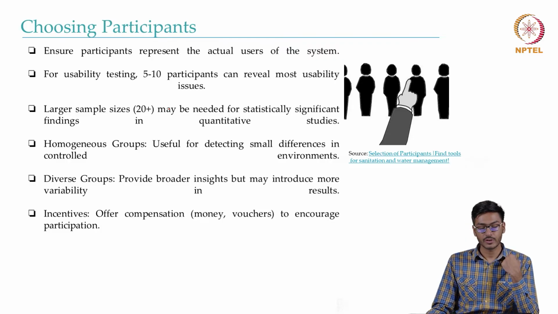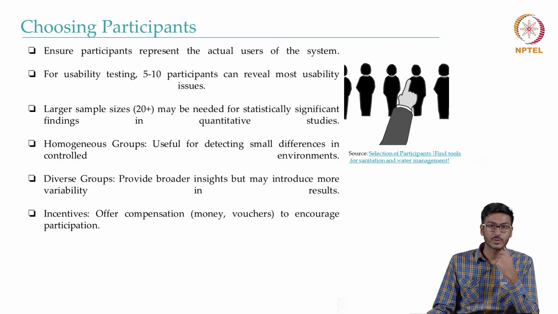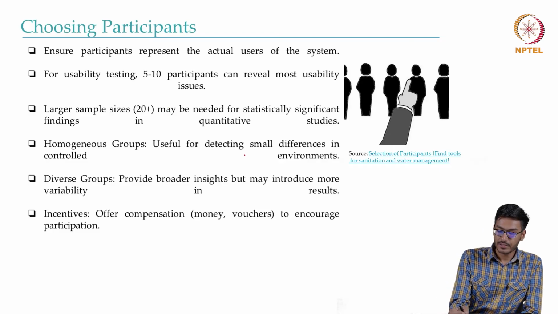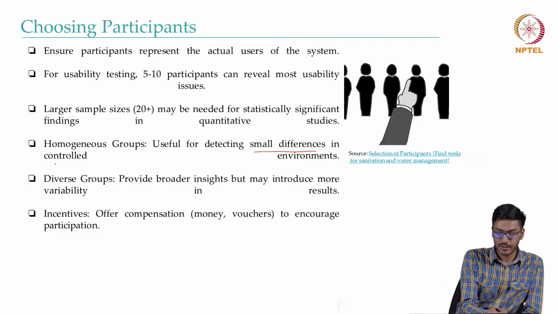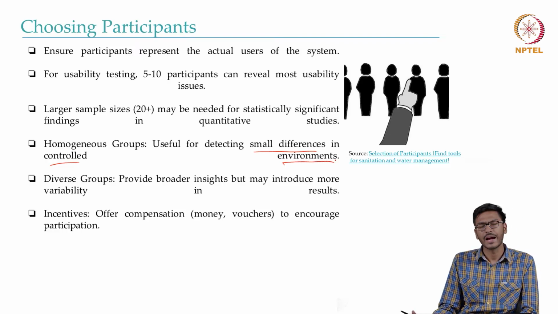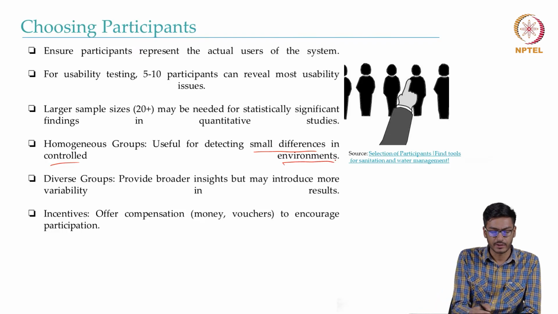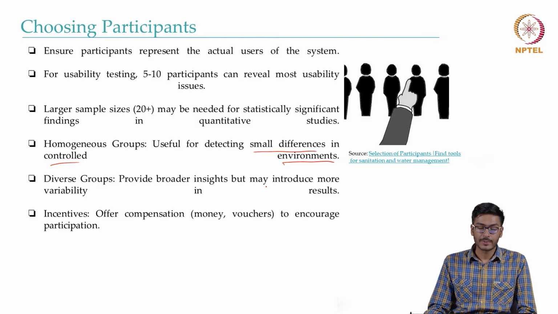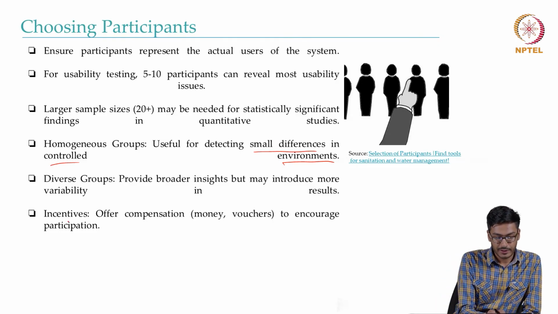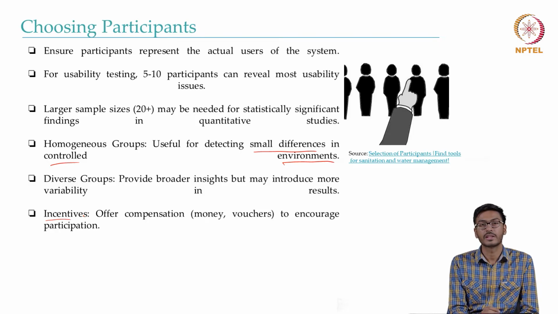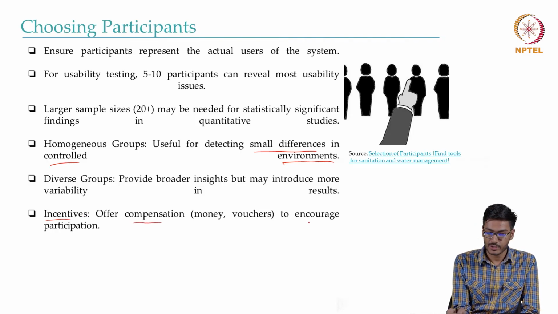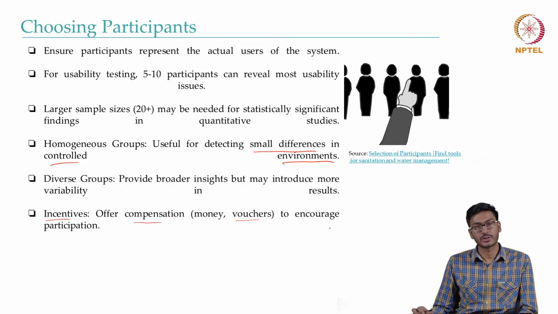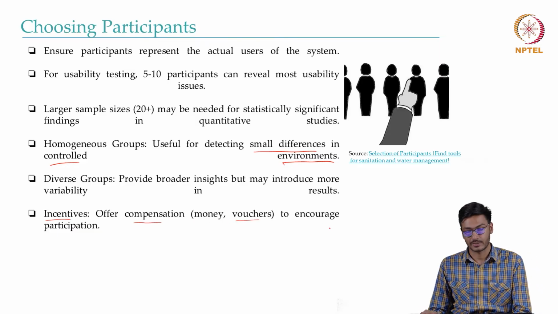Well, we also need to ensure that homogeneous groups are being used for testing. It is useful for identifying small differences in control environments. At the same time, we also need to consider diverse groups, which may provide broader insights. But then again, as we get broader insights, we also get more variability in the results. Finally, while using participants, we need to consider what incentives we need to offer. They may be in the form of compensation or money vouchers, which in turn help encourage their participation.